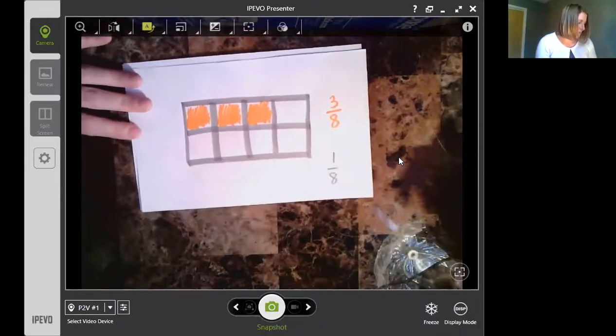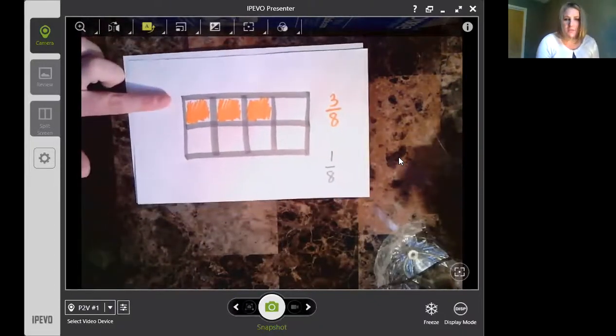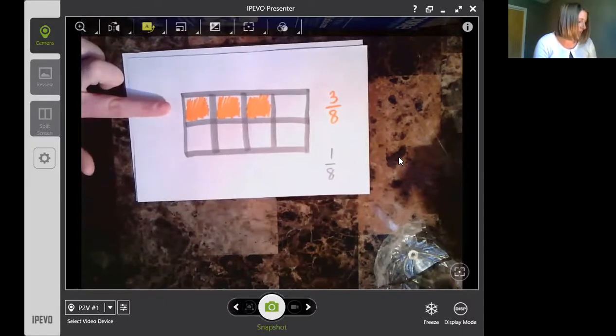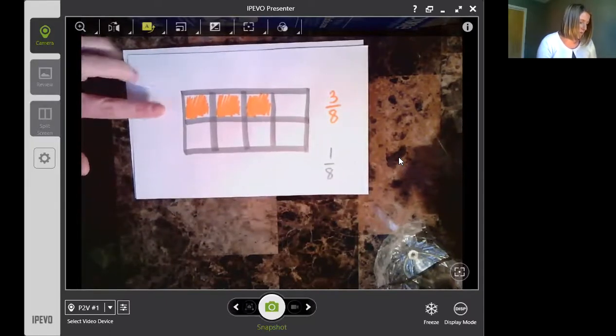Here I have eighths. 3 of them are shaded, so my shaded fraction is 3/8, and my unit fraction is 1/8.